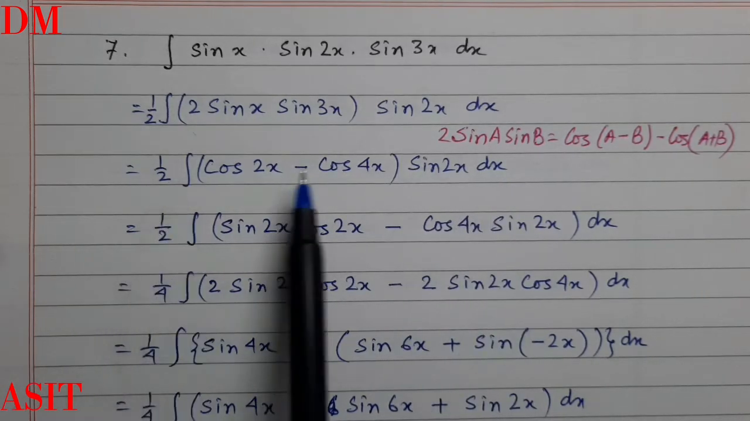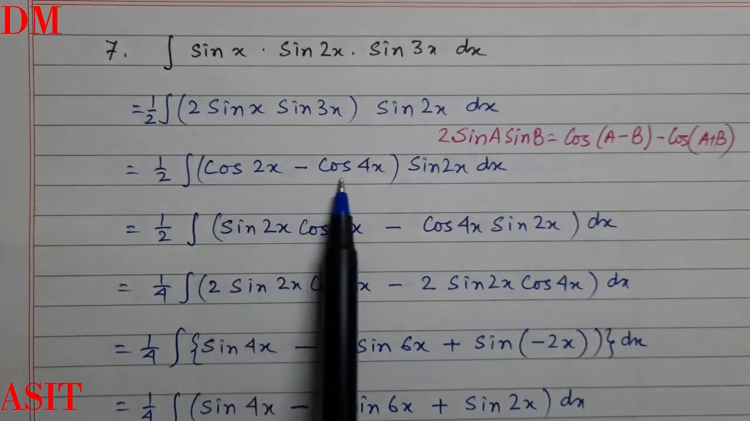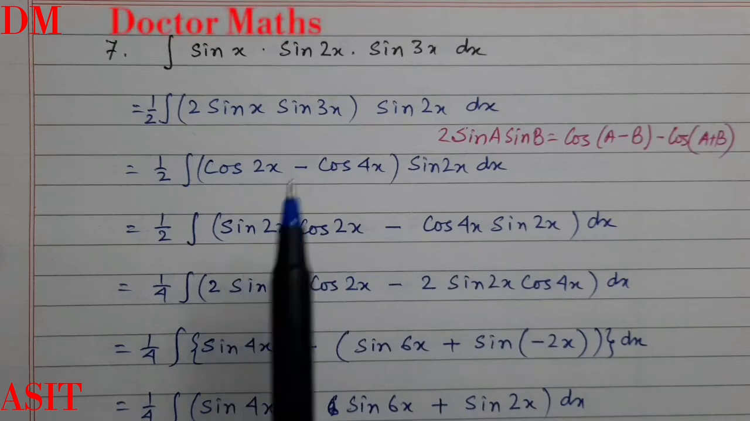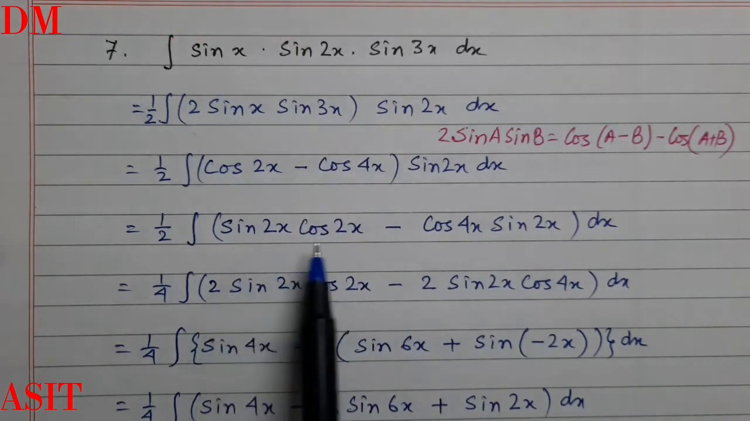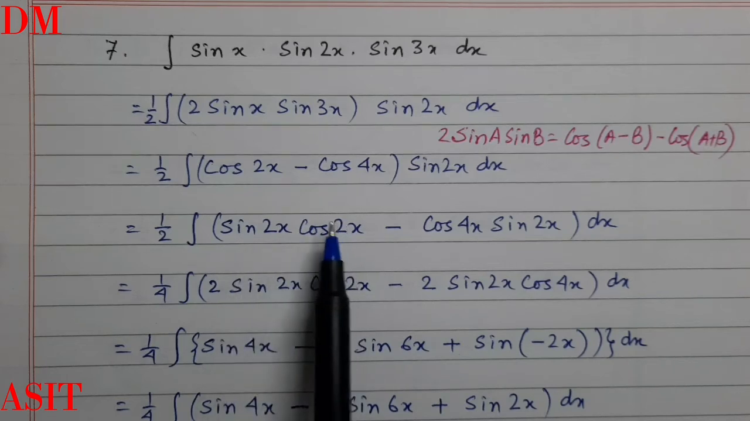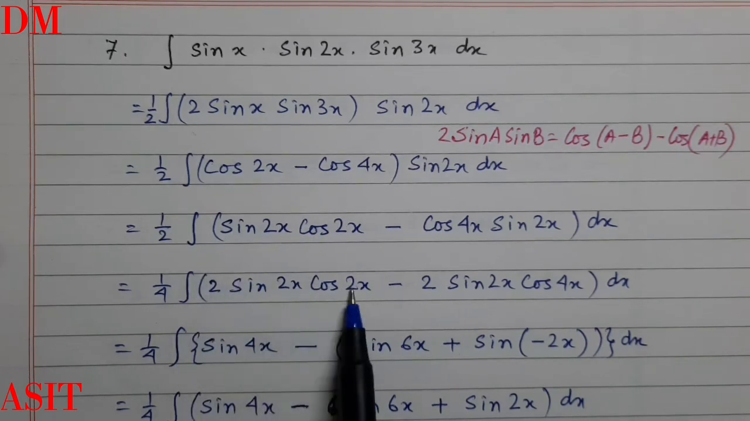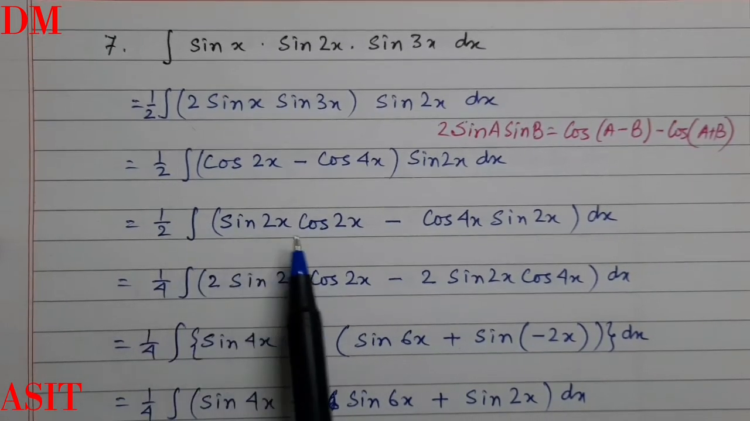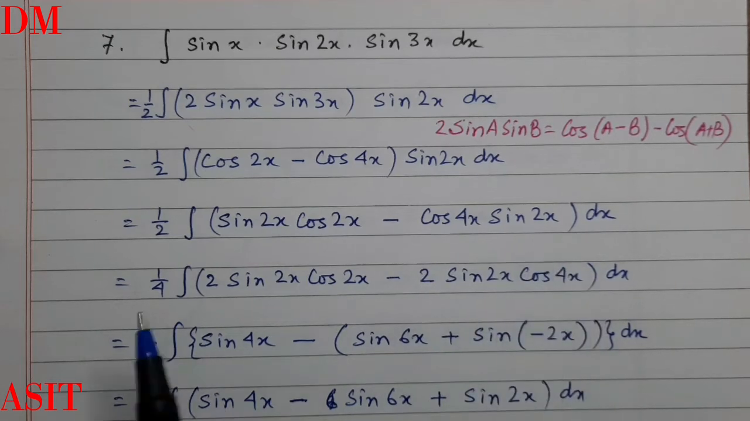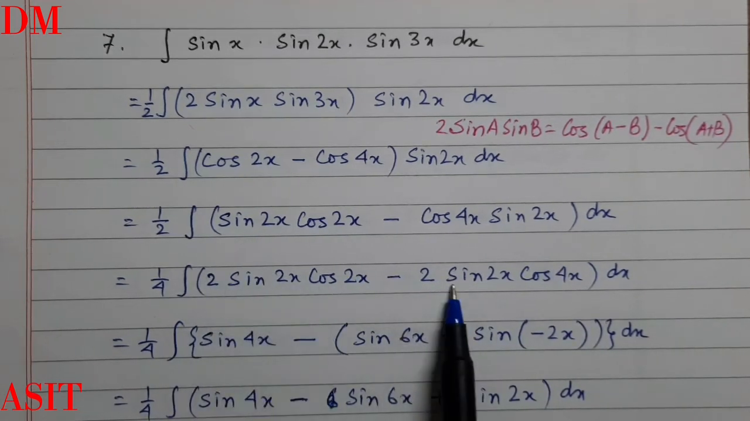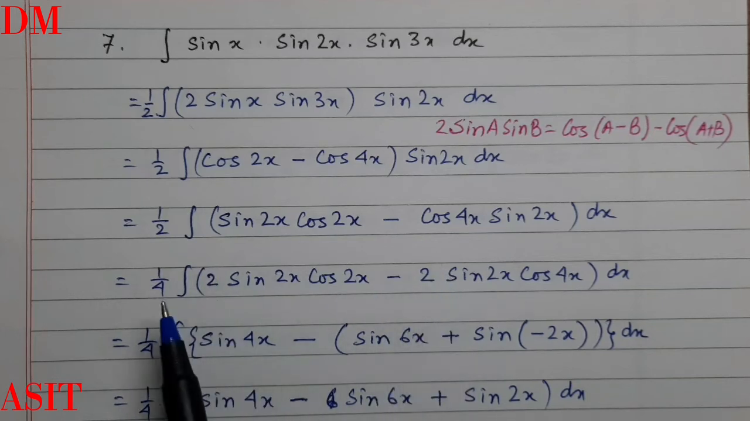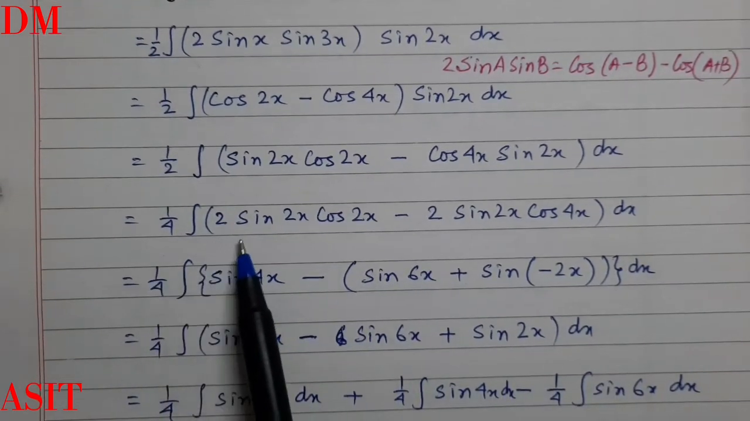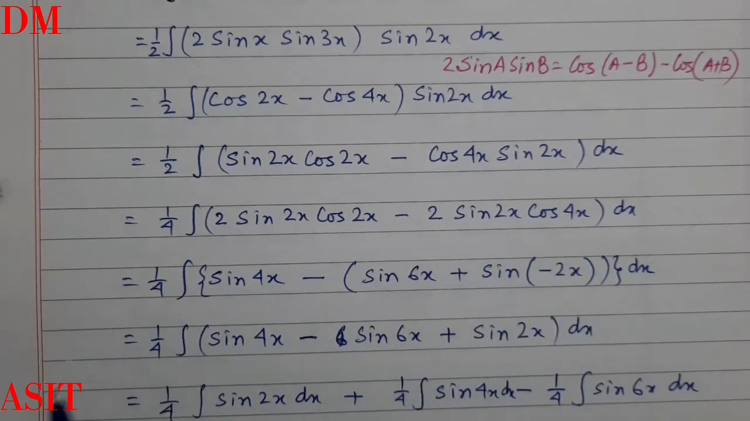Now what we can do, we can now distribute this sin 2x with these two terms. So it will be sin 2x into cos 2x minus cos 4x into sin 2x. That is why I have taken 3x here, so that there it will come cos 2x and sin 2x here, and we can apply the formula of 2 sin theta cos theta as sin 2 theta. So this is half of sin 2x cos 2x minus sin 4x sin 2x dx. Now we need 2 in both the terms. That means we need to multiply 2, so we need to divide 2. So it will become 1 by 4 outside. So it will be 2 sin 2x cos 2x minus 2 sin 2x cos 4x.